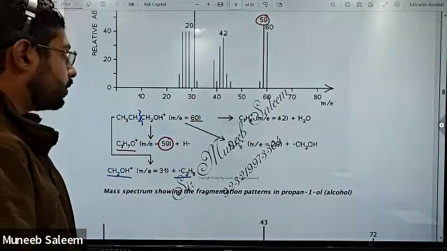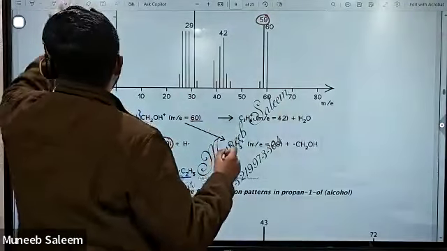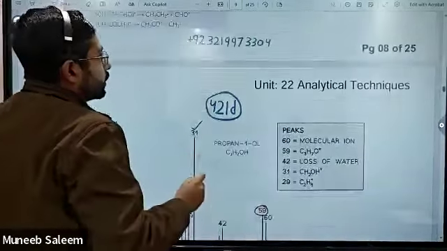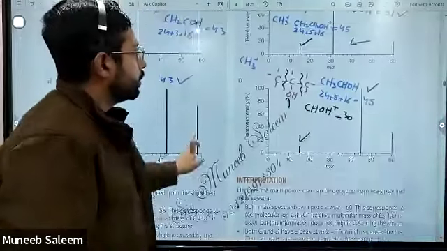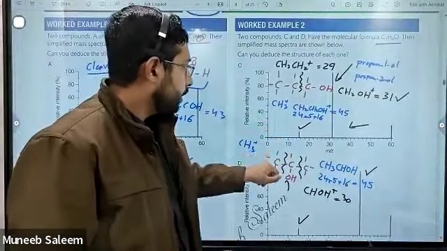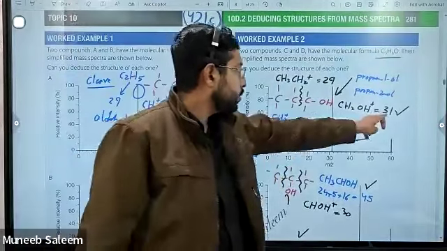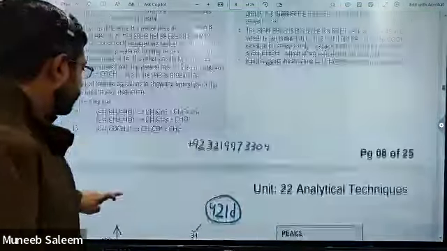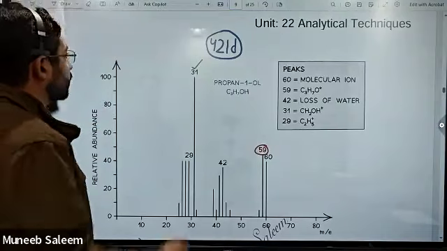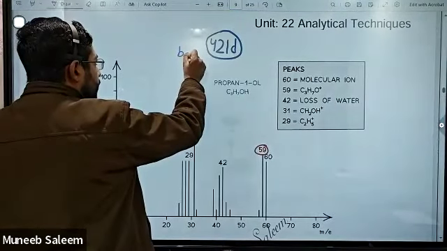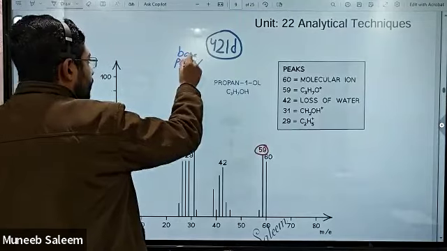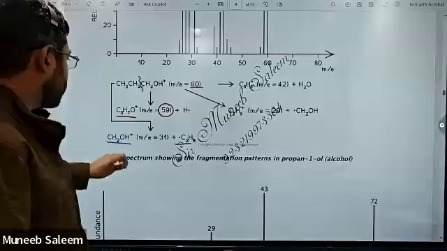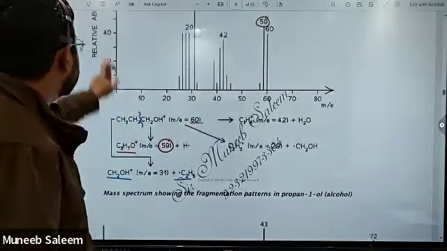Now the CH2OH value is 31. So the 31 value is given here. That is the highest value. We also checked that 31 value in our first spectrum over here when we said this is the CH2OH value, which is of very high intensity. Abundance of 31 is the highest, so we can also say that this 31 is the base peak, having the highest intensity.